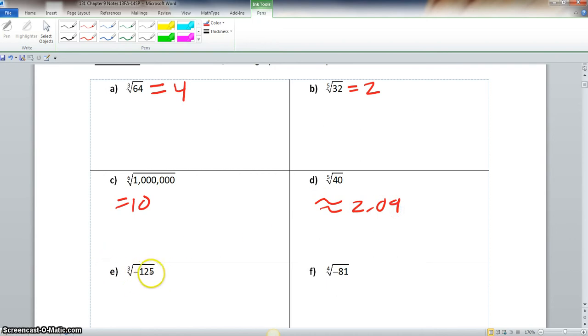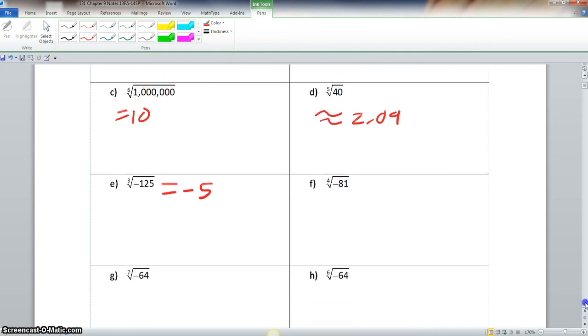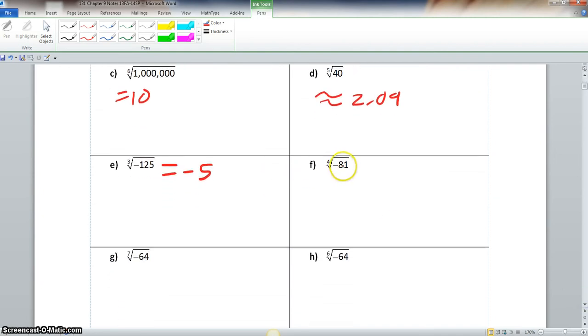Now we have the cube root of negative 125, which will give us negative 5. And then we come here to the fourth root of negative 81. With the fourth root of a negative 81, whenever we have an even index, we know that we're going to get an i value. And the fourth root of 81 we know is 3. So this answer here would be 3i.